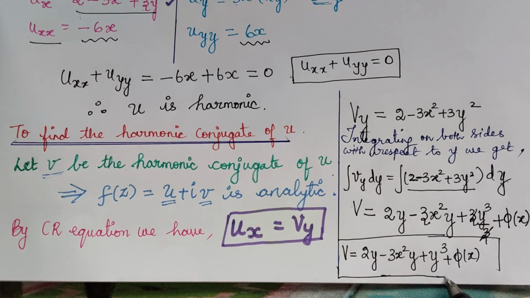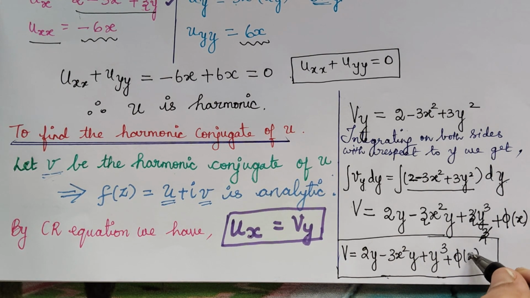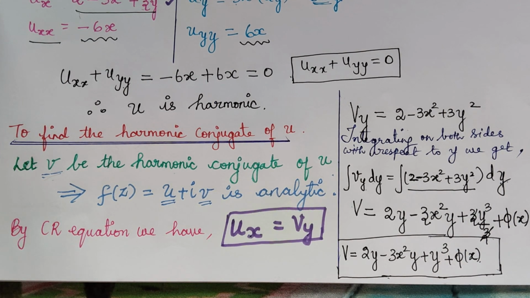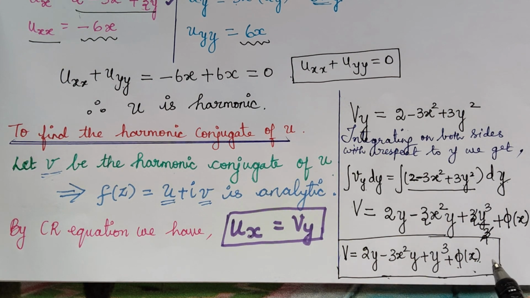Therefore the harmonic conjugate we have obtained, but we have to note that we have a constant of integration phi of x. So now this constant has to be eliminated. In order to eliminate this constant, and this constant is with respect to x, we have to differentiate v with respect to x. Let us see how we are doing that, so that we can substitute the constant over here and obtain the harmonic conjugate v. So patiently if you listen, you will understand.